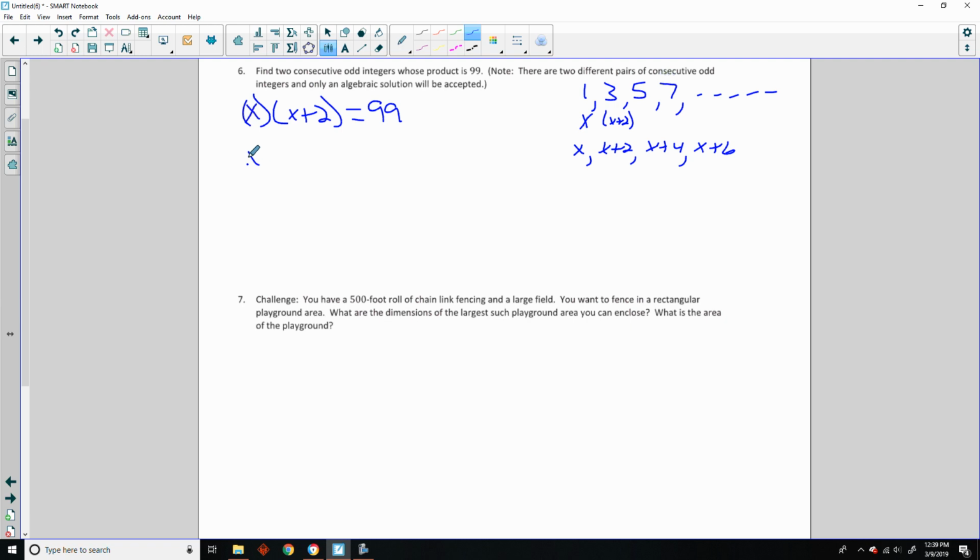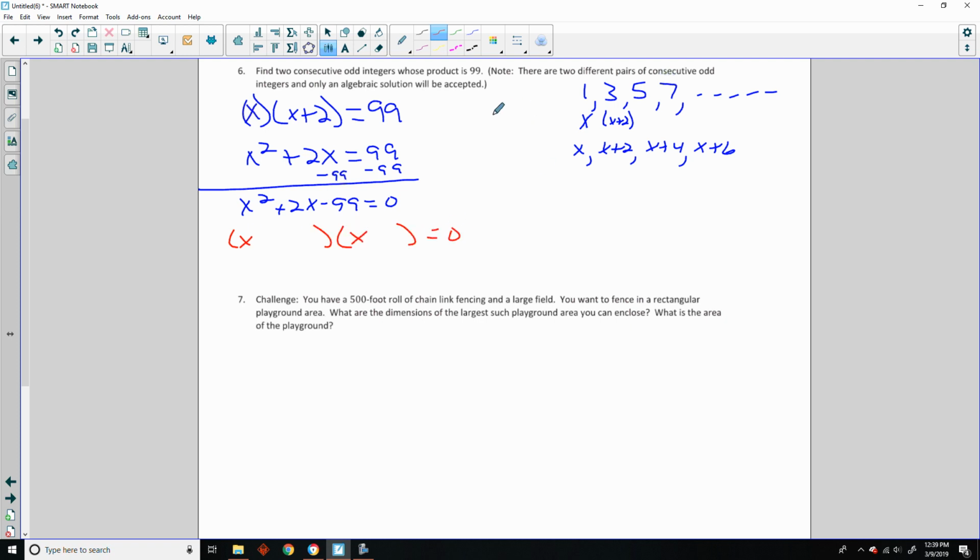Distribute: x squared plus 2x equals 99. Subtract 99 from both sides. When I do that, I get a quadratic of x squared plus 2x minus 99 equals 0. So now I'm looking for factors of 99 that add up to 2.